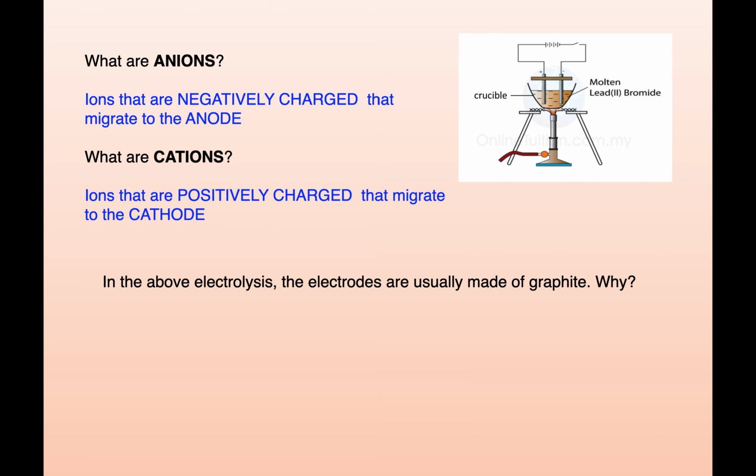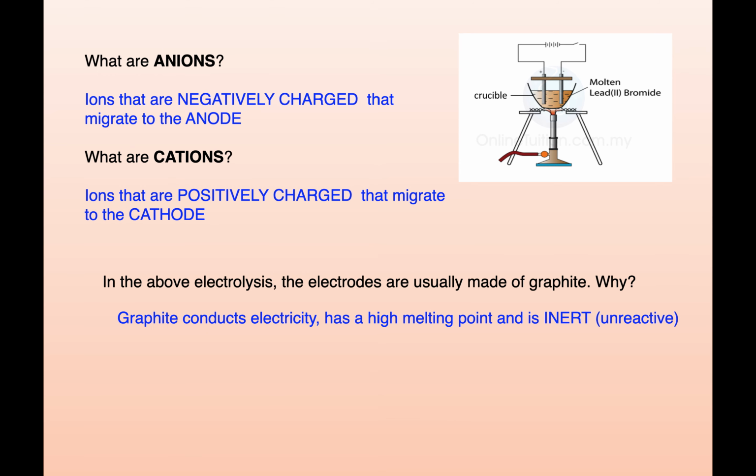Electrodes are usually made from graphite. In this particular electrolysis, graphite was the perfect thing to use. Why? Well, several reasons. One is they conduct electricity. Obviously, graphite conducts electricity. Two is it has a high melting point. Graphite's melting point is over 2000 degrees. And also it's inert. It's unreactive. We don't want it to react with any of the things that are present, do we? Okay, we often call it a passive electrode. Doesn't take part.